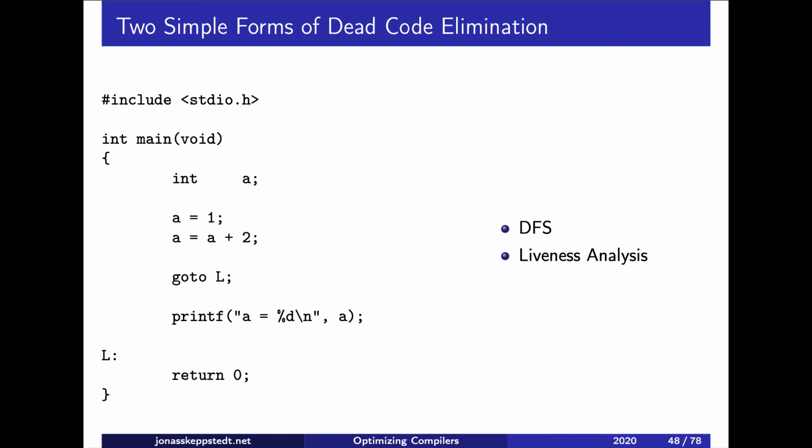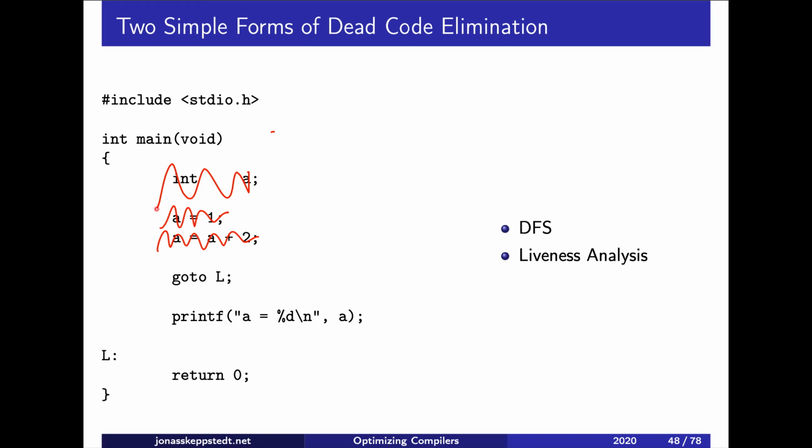Another approach to dead code elimination is to see if a variable is used in the future. Without this goto, the A would be used here, and therefore it cannot be removed. But since there is a goto here, this A is not used in the future, so why compute it? We can actually skip it. And then this A is not used either, so we can skip it as well. And then this one will disappear.